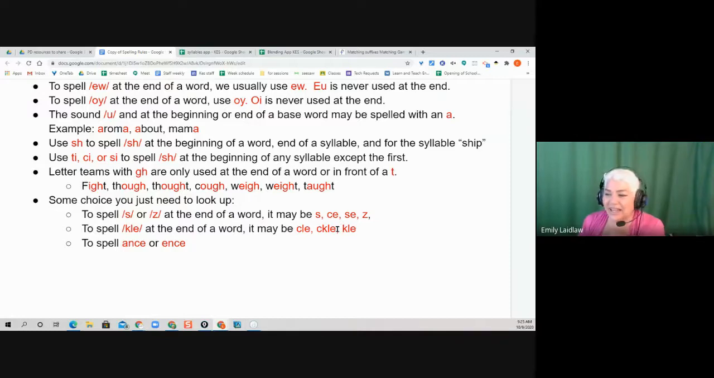And is it an ant or an ence? And the KLE at the end of the word, CLE, KLE, CKLE, you know what? Just tell the kid to look it up. Ask Siri. I'm not going to say, well, 70% of the time in this instance you're going to use this, but in this instance it's going to be 60% of the time you'll use this. It's like, oh, come on. Just look it up. It's faster. That's my view.